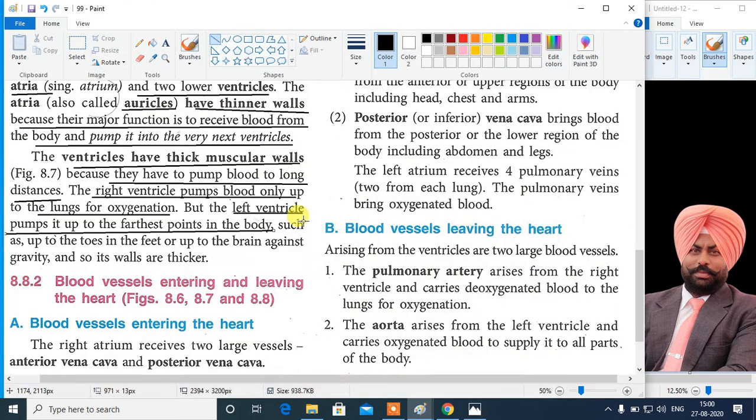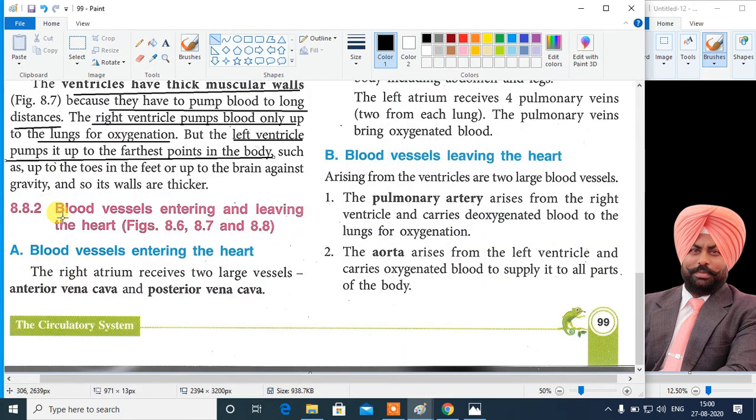Moving on further, now let's discuss the different blood vessels which are entering or leaving the heart.